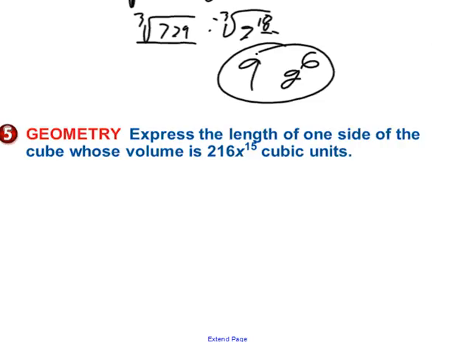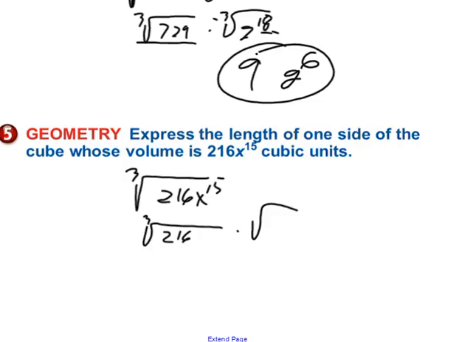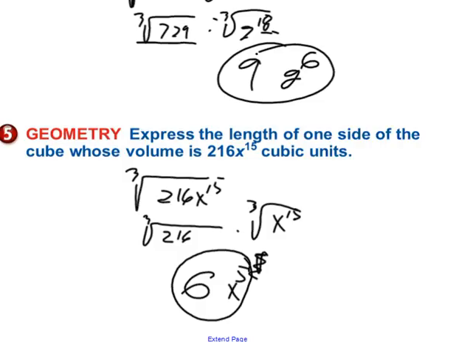Express the length of a side of a cube whose volume is 216x to the 15th. So I want to take the cube root of 216x to the 15th. So it's the cube root of 216 times the cube root of x to the 15th. 15 divided by 3 becomes x to the 5th. And the cube root of 216 is 6. So 6x to the 5th. Okay?